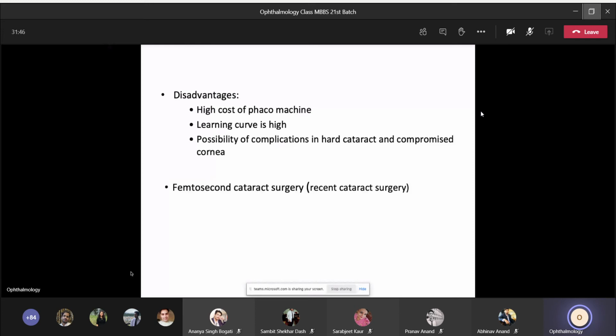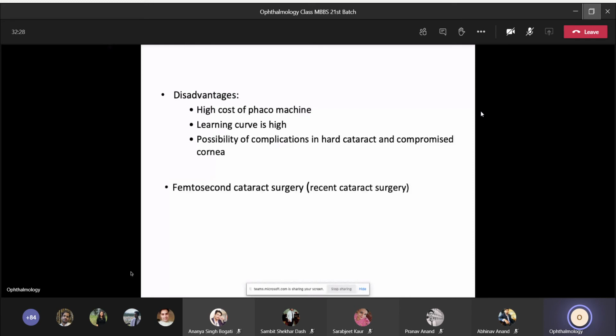There is possibility of complication in hard cataract. Since we are manipulating the nucleus within the anterior chamber, if the cataract is hard, it may compromise the cornea. There may be chances of posterior capsular tear and rent, so that the nucleus is dropped into the vitreous. So there are chances of complication in hard cataract. The most recent one is femtosecond cataract surgery, but it is not practiced in Nepal till now. Maybe in your generation, you may get to see femtosecond cataract surgery.